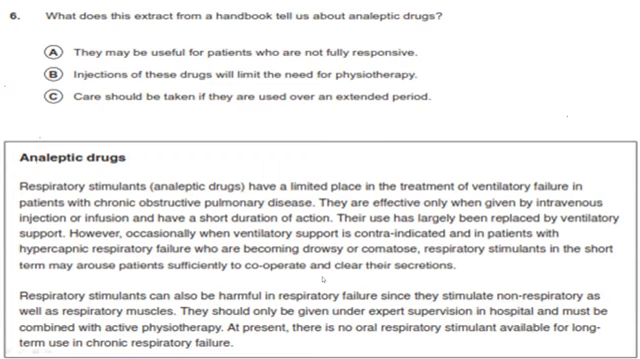But here, the answer is telling us that injections of these drugs will limit the need for physiotherapy. Physiotherapy is mentioned here: they should only be given under expert supervision in hospital and must be combined with active physiotherapy. This is wrong. Answer B is wrong, contradicting what is mentioned here. Yeah, exactly. While C, care should be taken if they are used over an extended period.